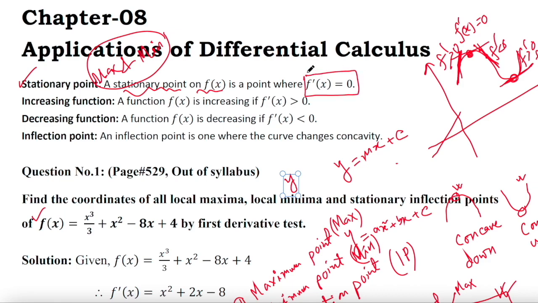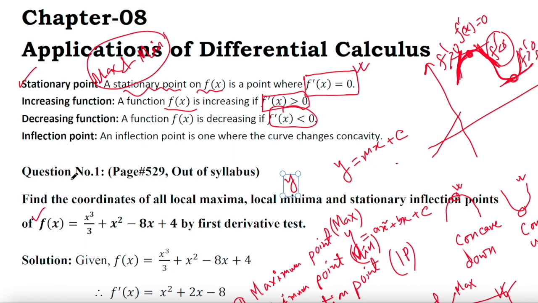This is important to note, that a stationary point is a point where first derivative equal to 0. A function is said to be increasing function, like from here to this peak. This is increasing function because first derivative is positive, and from this peak to this peak the curve is decreasing, or the function is decreasing function. F(x) is decreasing function because first derivative is negative.